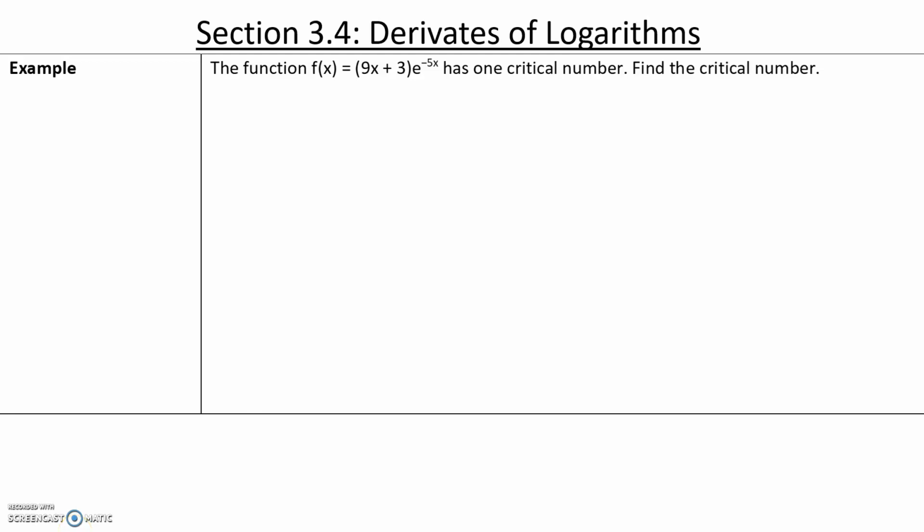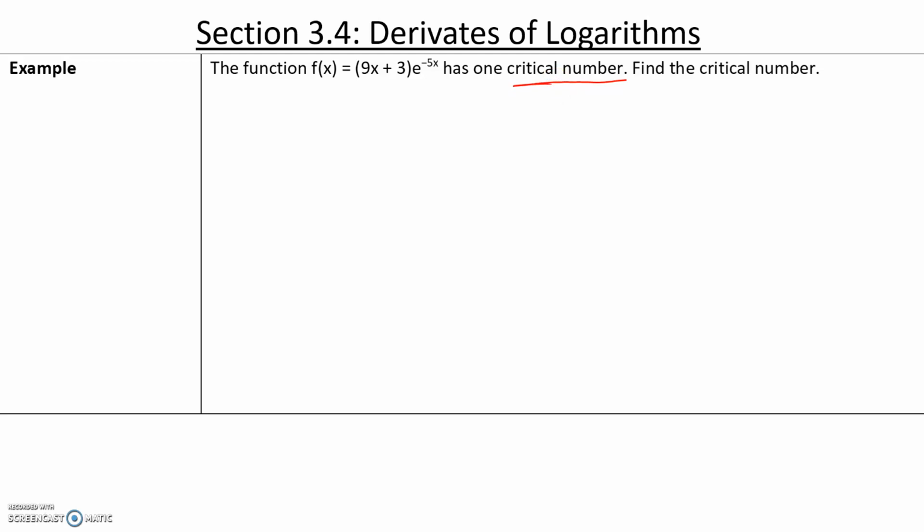In this section, we will talk about the derivatives of logarithms and some applications. Here's an example. f of x equals 9x plus 3 times e to the negative 5x. It has one critical number. We need to find the critical number.